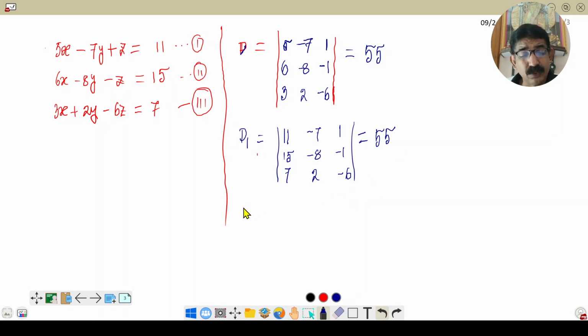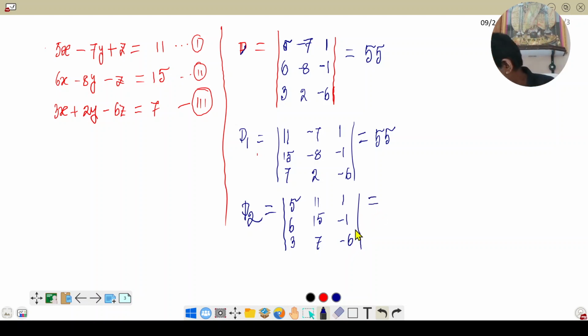Similarly, D2 is equal to like this, 5, 6, 3, then 11, 15 and 7, and this is 1, minus 1 and minus 6. This will give you the value of the determinant equal to minus 55.